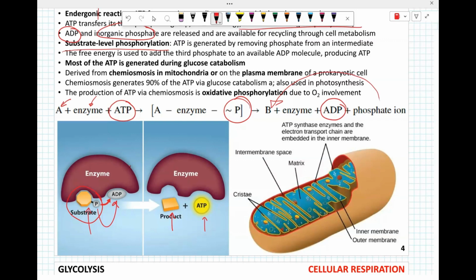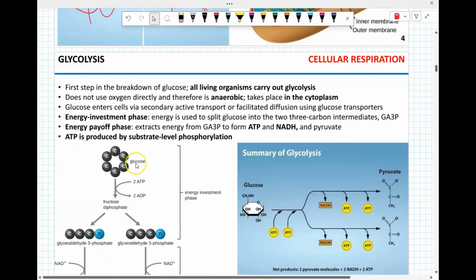So ATP is produced in the process of chemiosmosis on the inner membrane of the mitochondria in eukaryotes, or on the plasma membrane of cells that don't have mitochondria, such as prokaryotic cells. So most of the ATP in the cell, derived as the indirect product of glucose breakdown, chemiosmosis generates about 90% of all ATP in the cell, and production of that ATP is through oxidative phosphorylation. We call this oxidative phosphorylation because oxygen is required for this process.